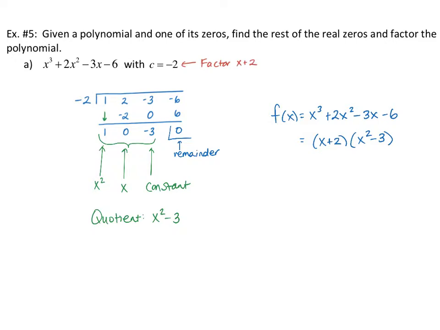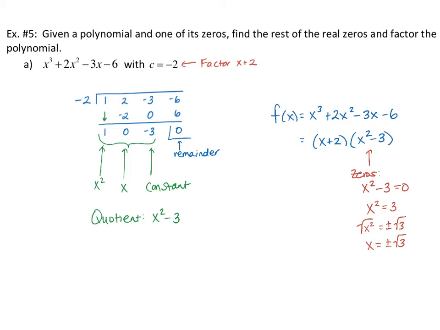So to be able to find the rest of the zeros, we need to find the zeros that go with this quotient, x squared minus 3. If you can factor, that's the easiest way to do that. In this case, x squared minus 3 cannot be factored. But we can still think about where we have our zeros by solving when x squared minus 3 is equal to 0. Adding 3, we have x squared equals 3. And if we use our square root property, taking the square root of both sides, the square root of x squared is plus or minus the square root of 3. So that means x is plus or minus the square root of 3.